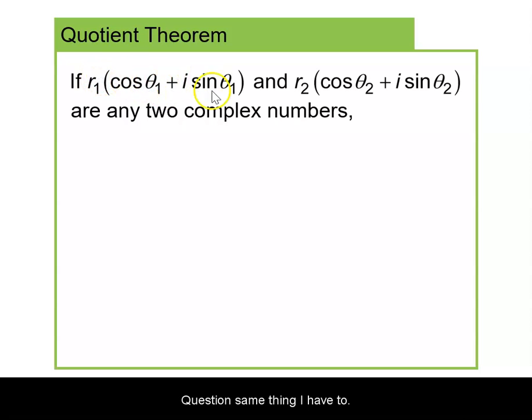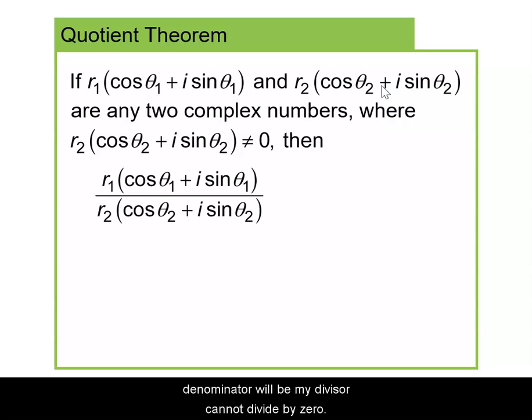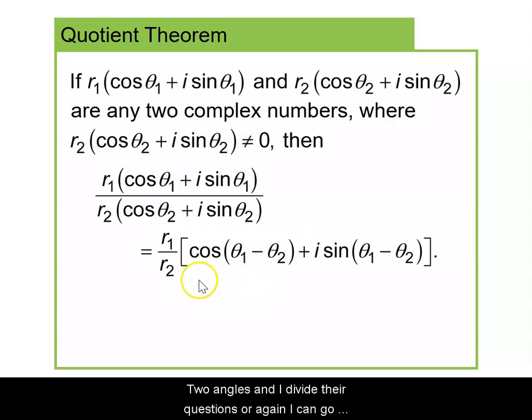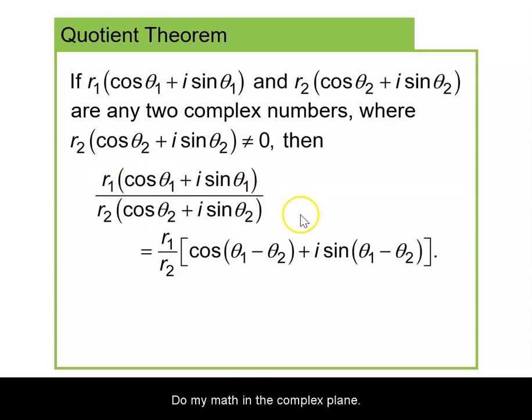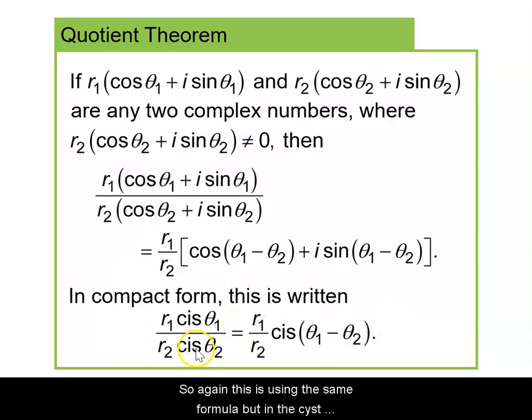Quotient, same thing. I have two complex polar forms. This one does not equal 0 because it will be my denominator, my divisor. You cannot divide by 0. If I write it in this form, the formula is that I subtract the two angles and divide the moduli. Or again, I can go into the complex world and do my math in the complex plane. This is using the same formula but in the cis form, so here we subtract the angles and divide the moduli.